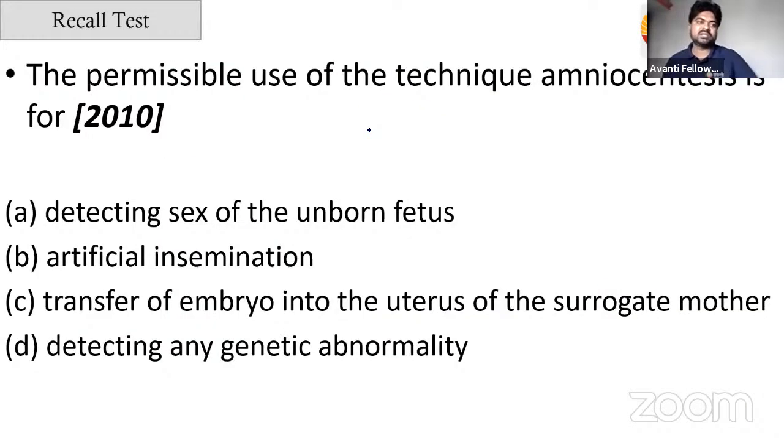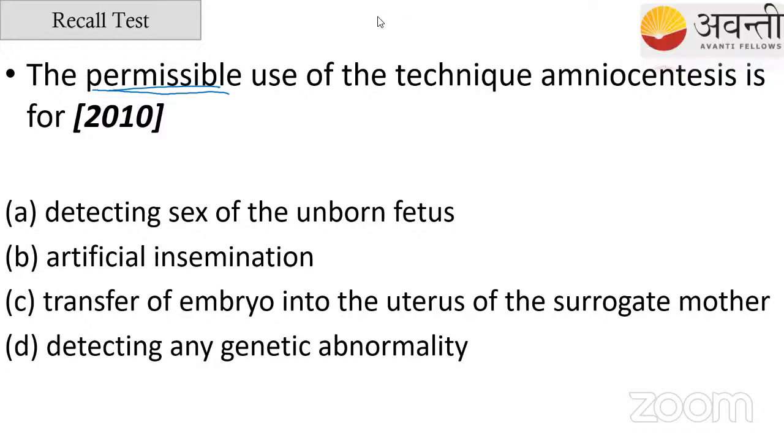So next question on your screen: the permissible use of the technique of amniocentesis is for detecting. You can see the question here, permissible use. Option A, detecting sex of unborn fetus. Option B, artificial insemination. Option C, transfer of embryo into uterus of the surrogate mother. Option D, detecting any genetic abnormality. I'm launching a poll for you guys. Please answer fast. चलो आंसर करो फटाफट. You have 60 seconds for it. Okay. Only 30 seconds are left, guys. Please answer fast.